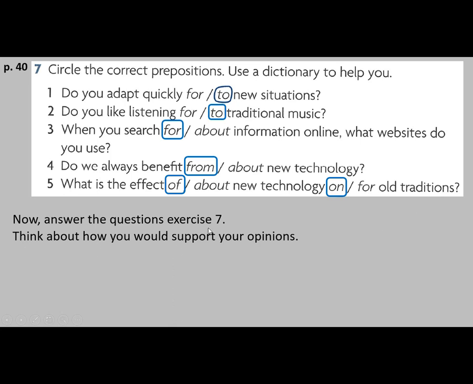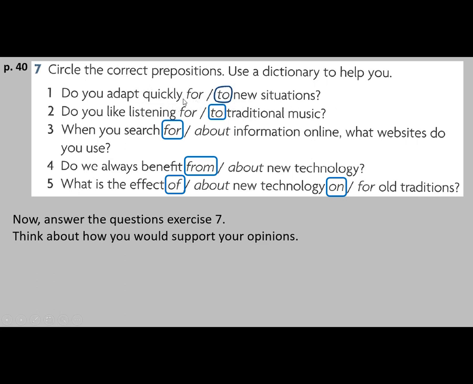Now, answer these questions in exercise 7. Answer these questions. And think about how you would support your opinions. For example, if you look at number 1, do you adapt quickly to new situations? Personally speaking, I can do that easily. I adapt to new situations quickly.